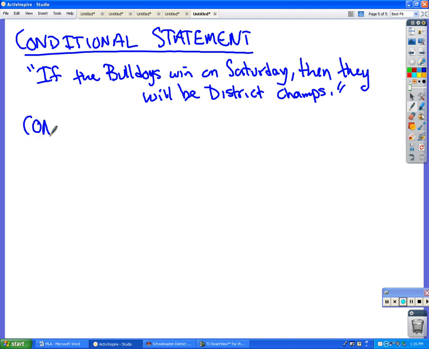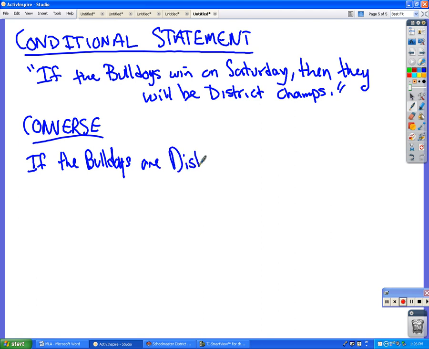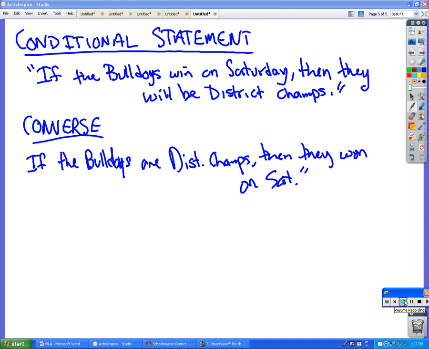The converse is what you get when you take and you switch the two things around. Okay? So I'm going to take the if part and put it at the end, and I'm going to take the then part and put it at the beginning. So that would be: if the Bulldogs are, I'm going to abbreviate here, district champs, then they won on Saturday. Okay? So for converse, all you have to do is switch it around. You just take the first part and make it the last part, take the last part and make it the first part.